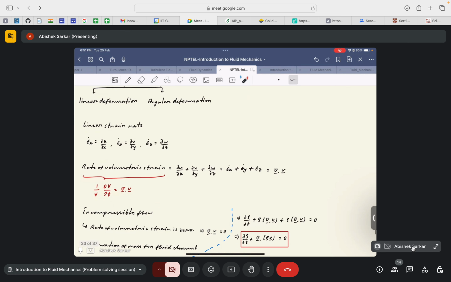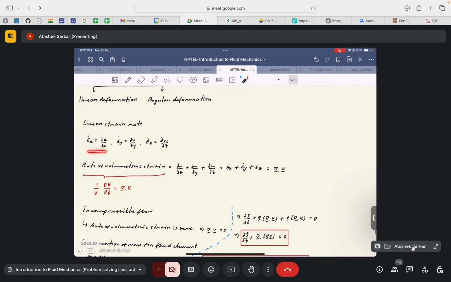Okay, so the linear strain rate along the x direction is given by dou u by dou x, along the y direction it is given by dou v by dou y, and along the z direction it is given by dou w by dou z. This derivation was done by Prof. Chakraborty. So for the sake of saving time I am skipping that part, but you can go back and revise it to understand how this relation has been obtained.